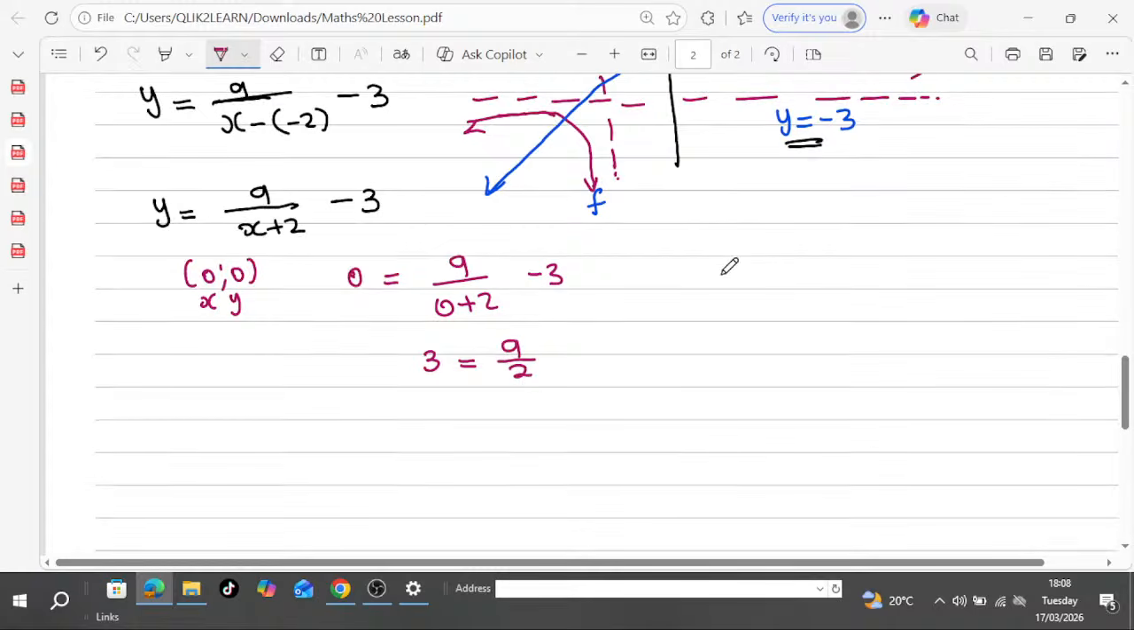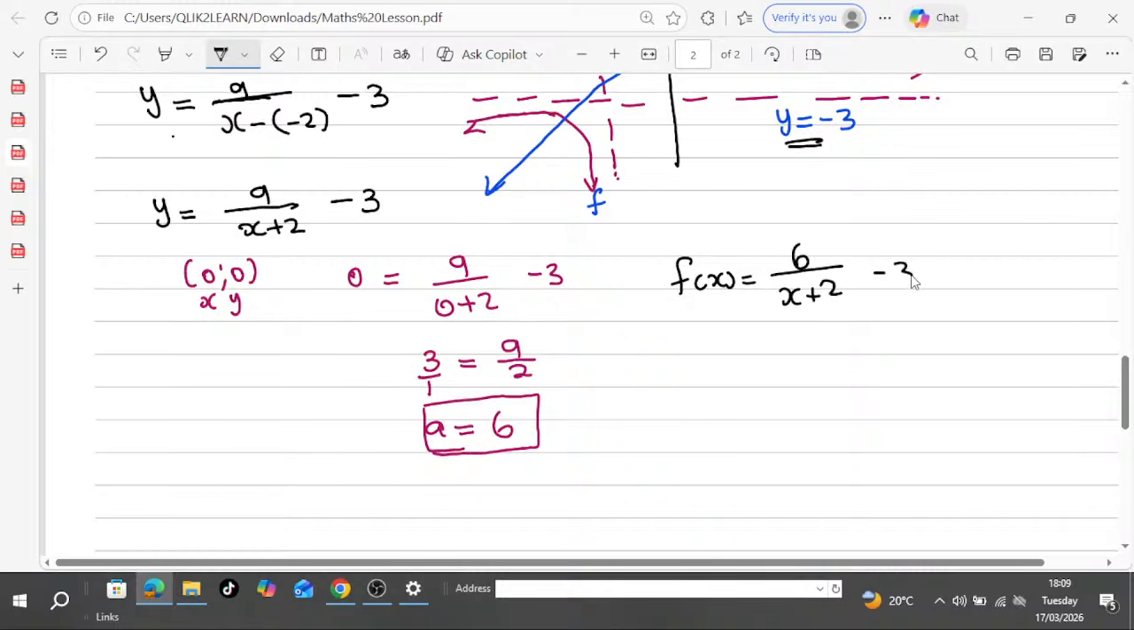Okay, I think now everything is easy. What will be the value of a? Because we just have to cross multiply. So we just have to say this is over 1. a is just 3 times 2, which is 6. The value of a is 6. So if the value of a is 6, what will be the equation of f(x)? The equation of f(x) will be equal to 6 over x plus 2, minus 3.